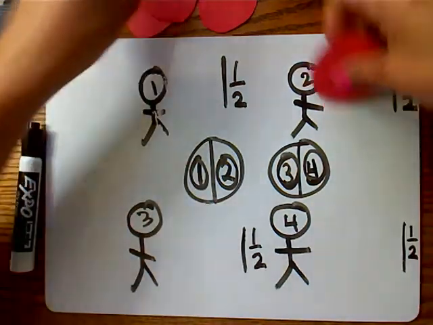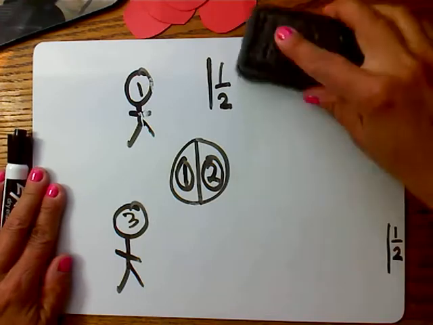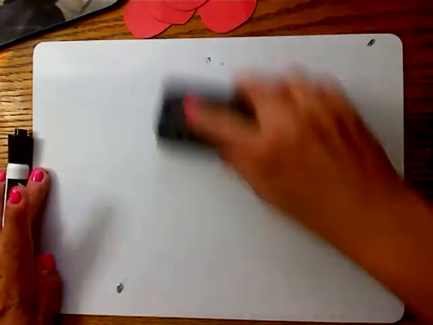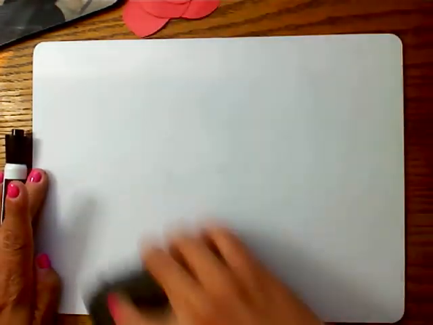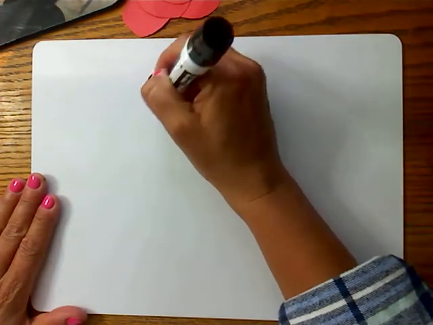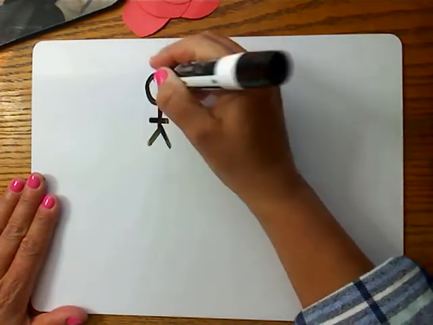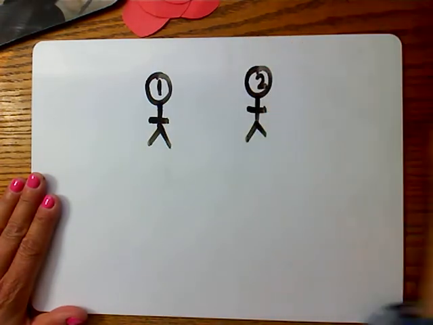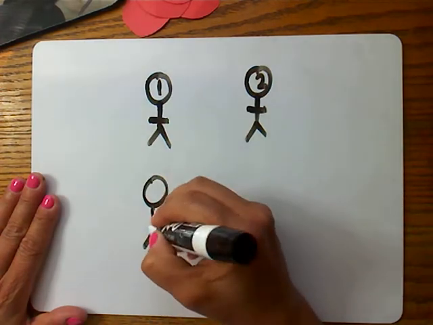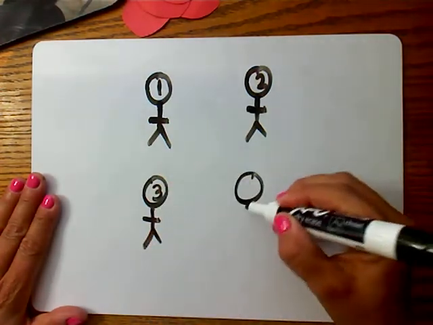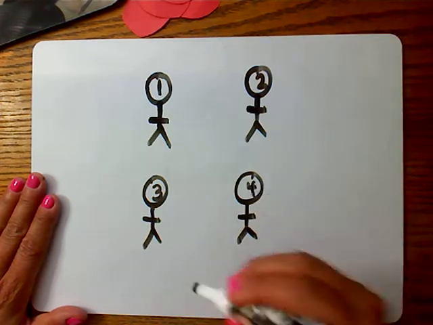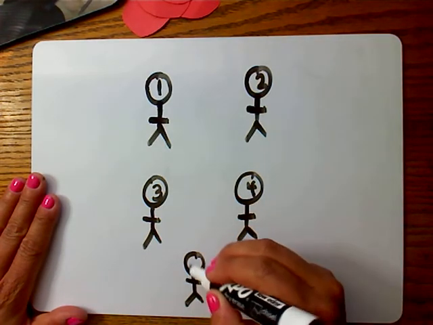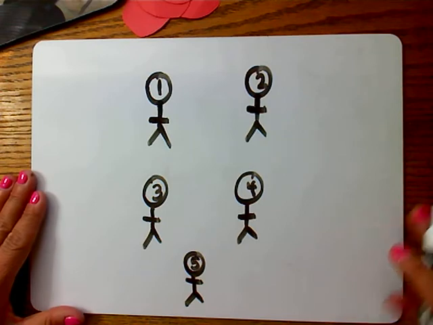Okay, here we go. Let's try one more example. Okay, I'm going to have 5 friends. 1, I'm going to label him 1. And 2, I'm going to label 2. And 3. And 4. If you want to, you can give them names, but I'm just going to write number 1, 2, 3, 4, 5. Okay, I have 5 friends.